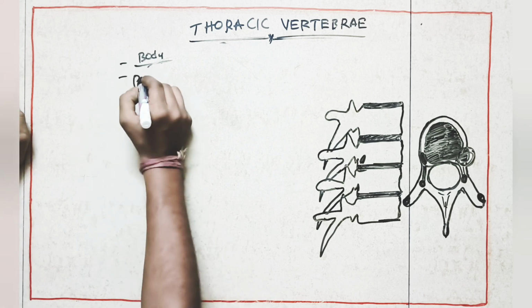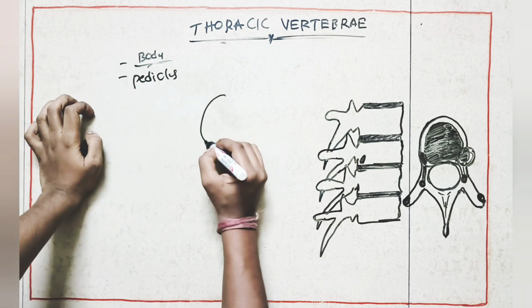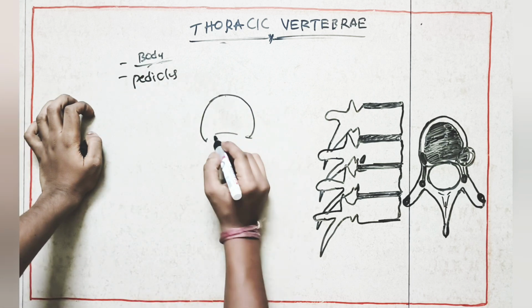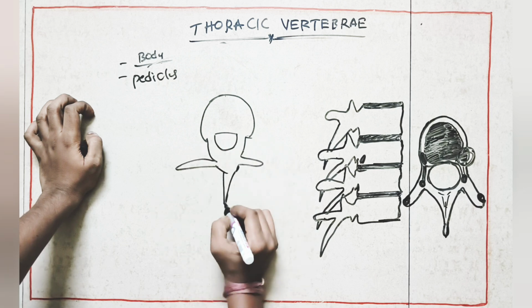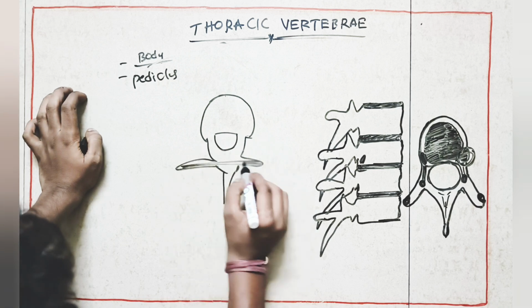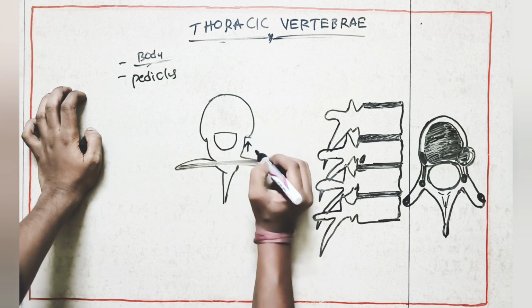Next point, pedicles. Suppose we take a vertebra like this. Here we have the posterior arch of the vertebra, then the spinous process, and the transverse process. The pedicle is this, and this is the lamina.